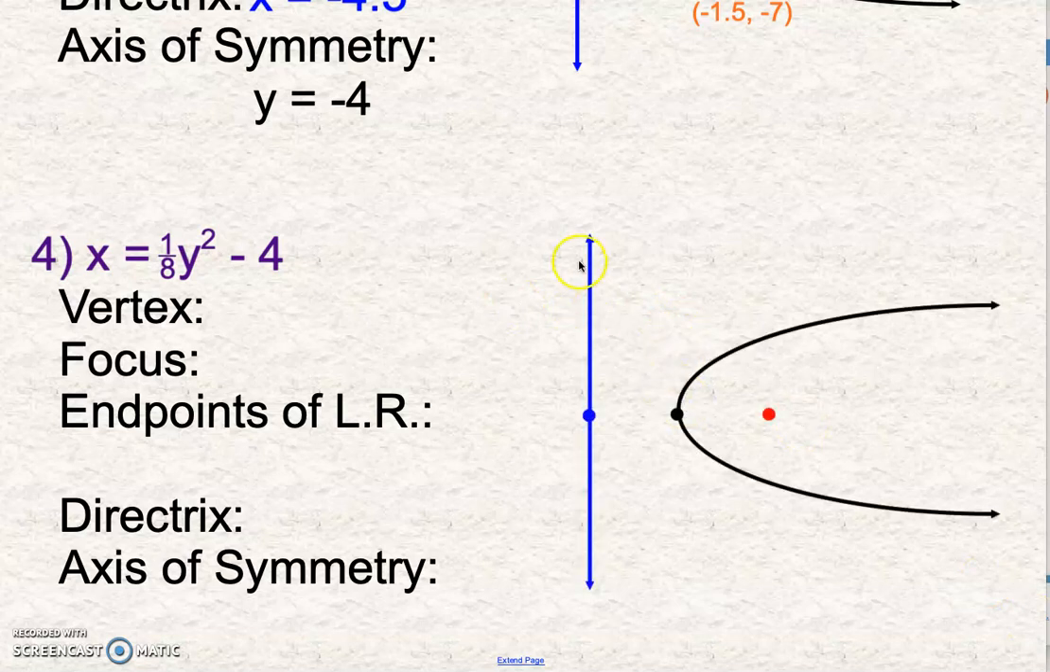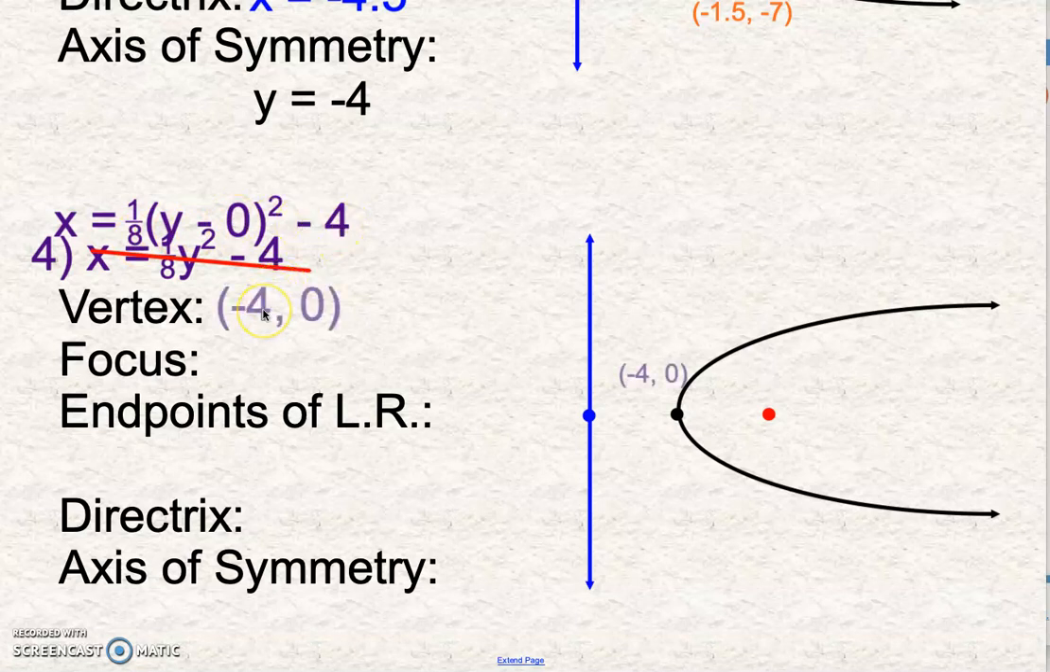Here's my graph. Again, this is an x equals y squared, so it's a sideways parabola. And where's the vertex? Well, let's see. Sometimes kids, I think, find this easier to rewrite as x equals 1/8 times y minus 0 squared minus 4. So the vertex is at -4, 0.